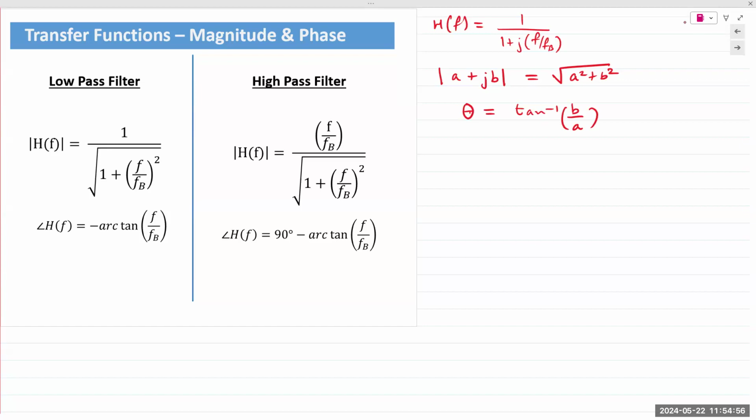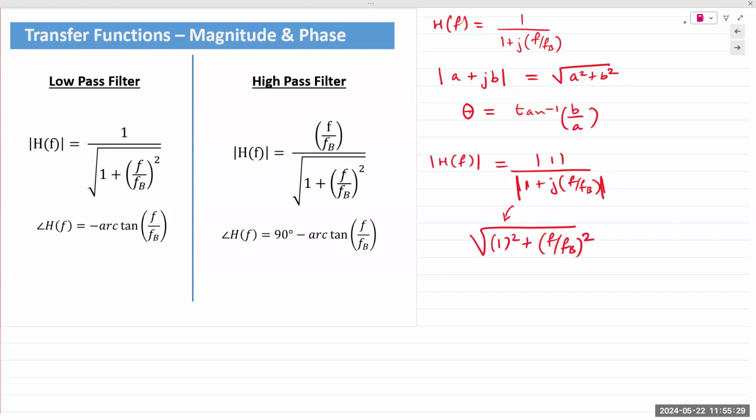So if I wish to find the magnitude of the transfer function, I can write it as the magnitude of the numerator divided by the magnitude of the denominator. The denominator I can write as the root of 1 squared plus (f over fB) squared. That's where it comes from. Make sense? That's how we get this equation: 1 over root of 1 plus (f over fB) squared.